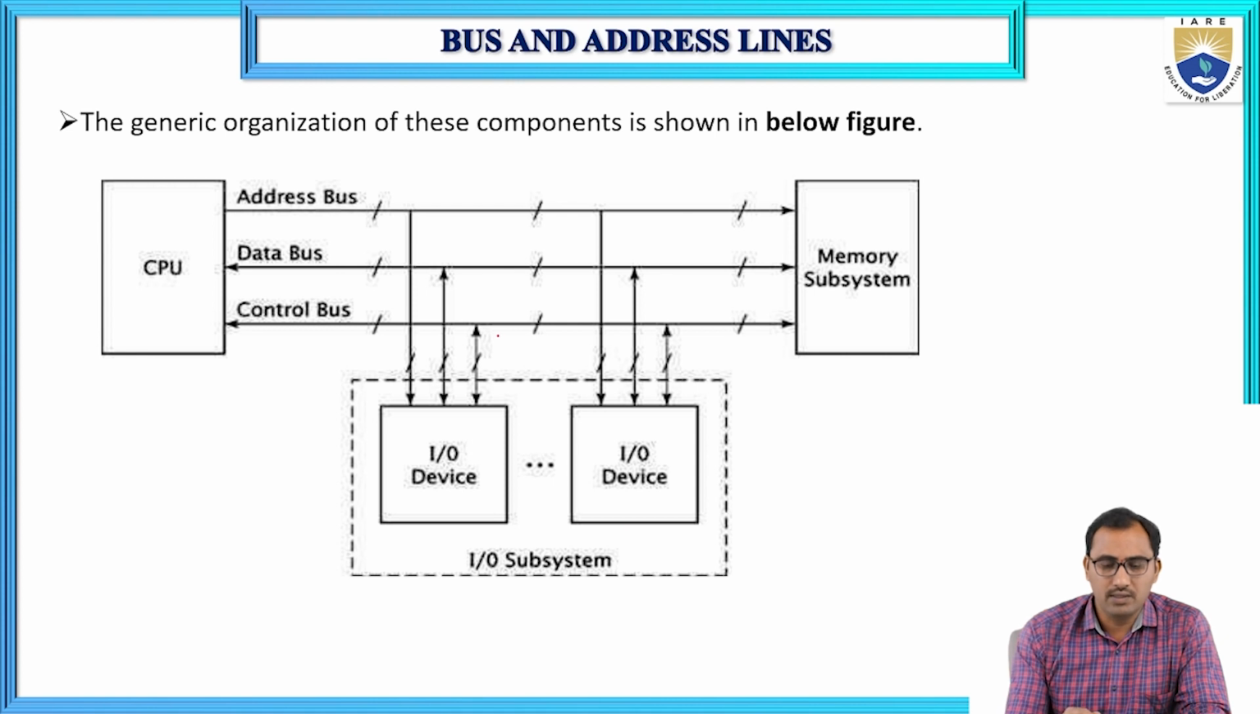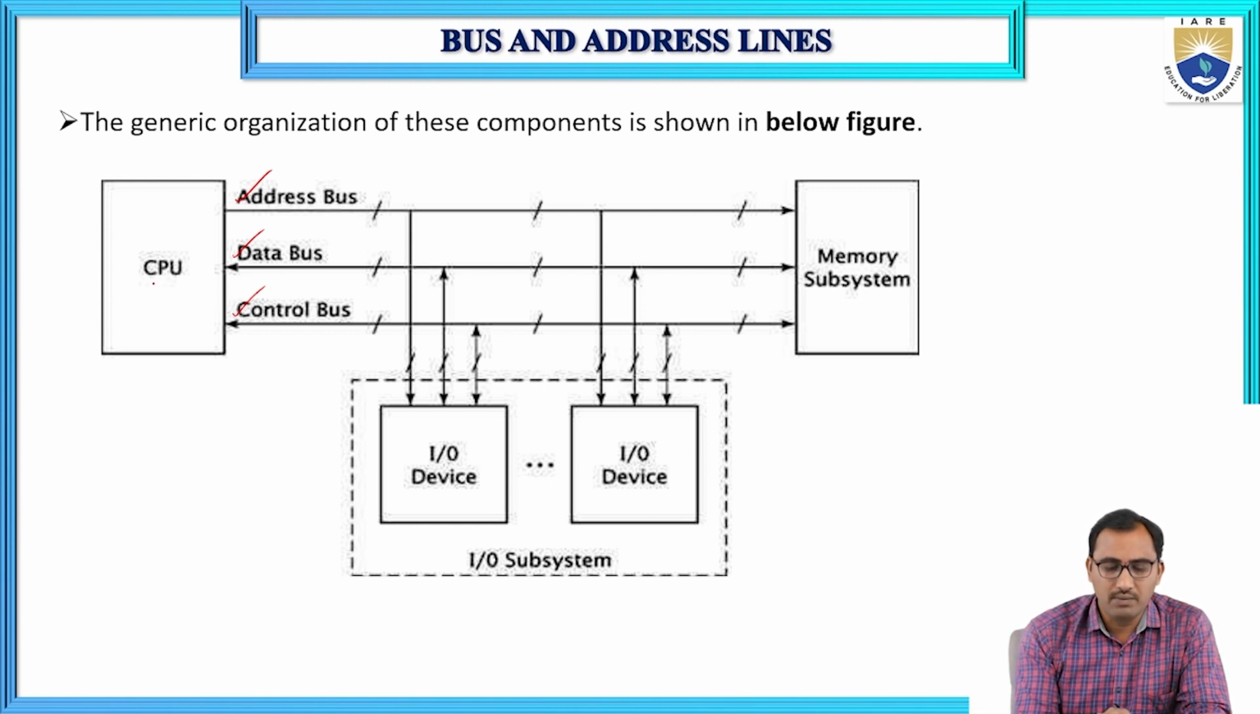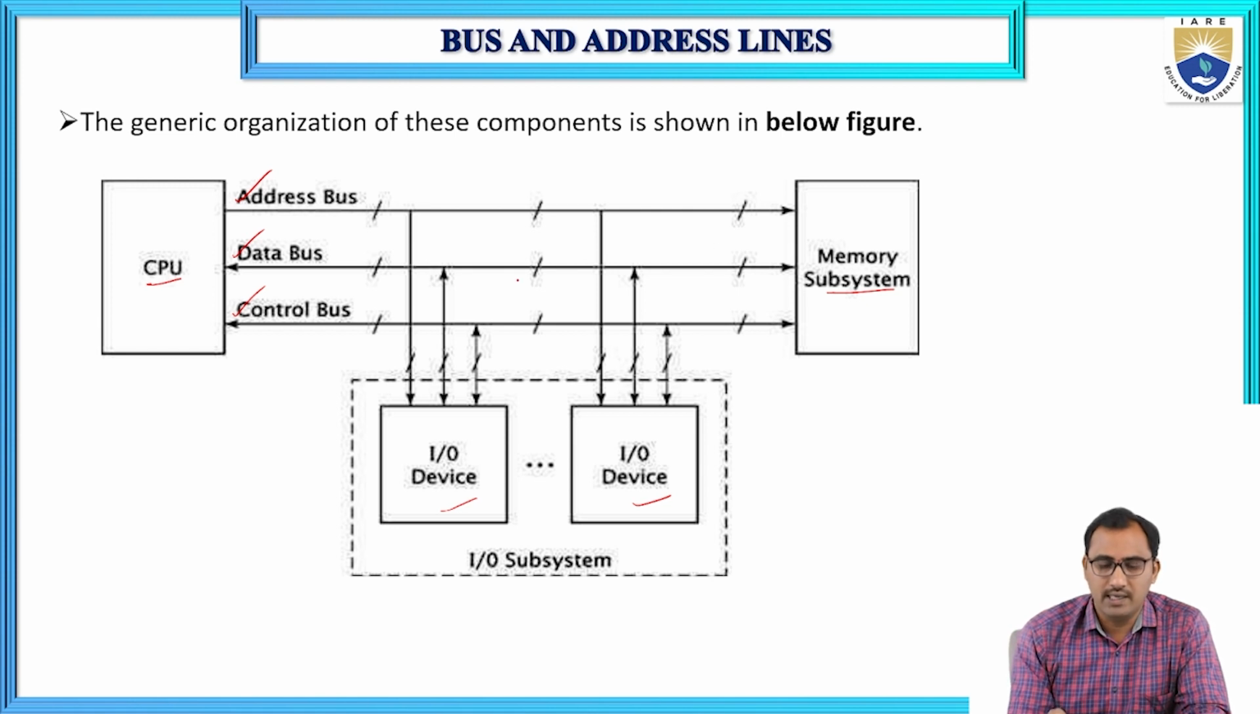This is the generic organization of these components as shown in the figure. This is how various modules are connected using the bus. We have three types of buses: address bus, data bus, and control bus. The address bus is connected from the CPU to the memory subsystem as well as the I/O devices. Every device has some address bus, and all those address buses are connected. This is the main address bus, and it is unidirectional from the CPU to the memory subsystem.